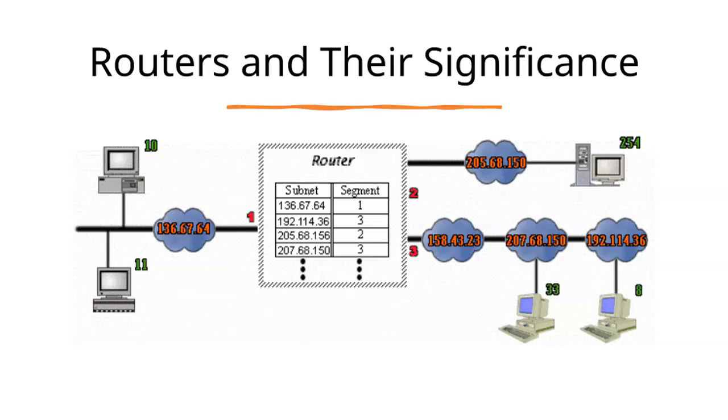3. Choosing the best path. The router selects the best path to the destination based on the information in the routing table. If multiple paths exist, the router uses the one with the lowest metric. 4. Forwarding packets. The router forwards the packet to the next hop or the appropriate interface.